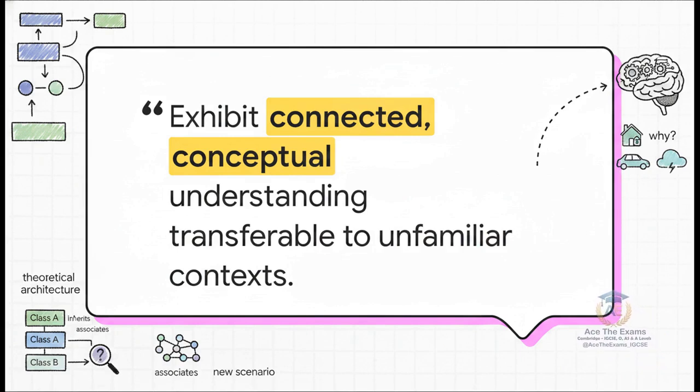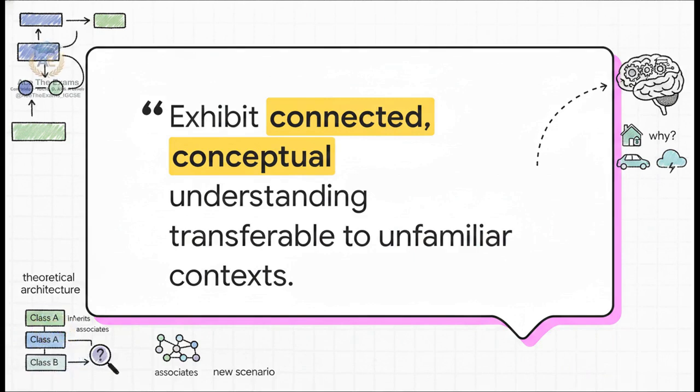To do this, top students use something we call the PEAL framework. That stands for point, evidence, explanation, link. When you are asked to design an appropriate class, you don't just write code. You make a point about why a specific class structure is best. You provide evidence from the scenario. You provide an explanation of how your code solves the problem. And finally, you link it back to the specific command word in the question.